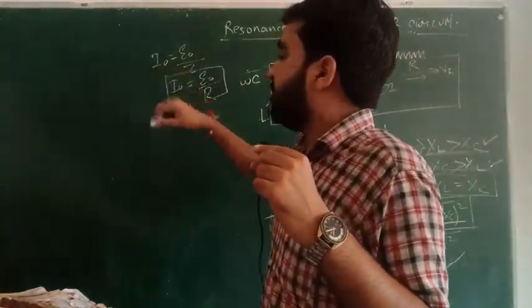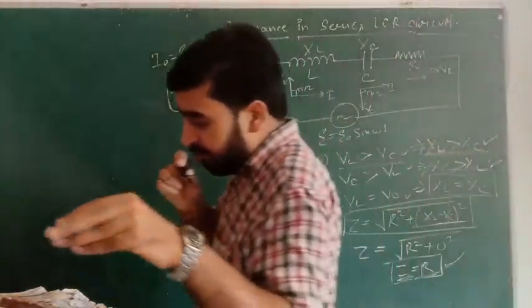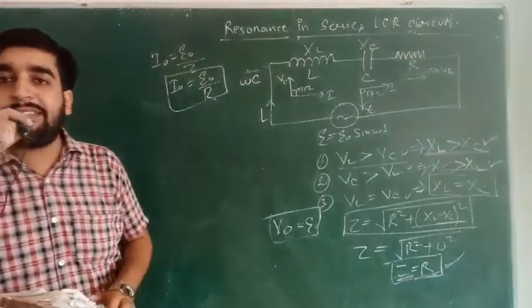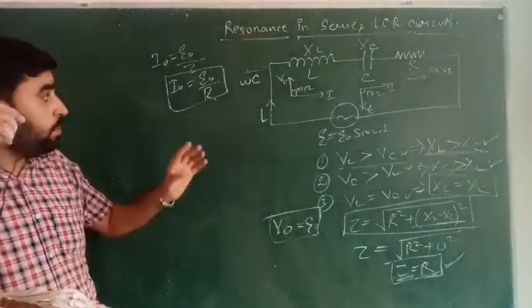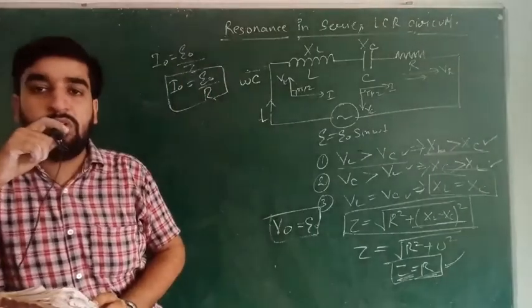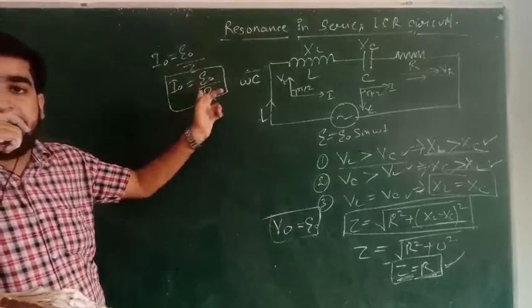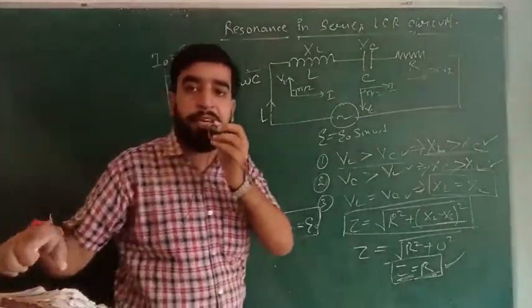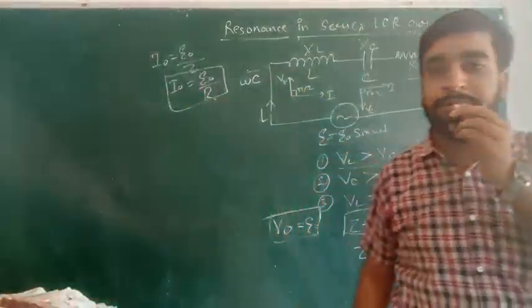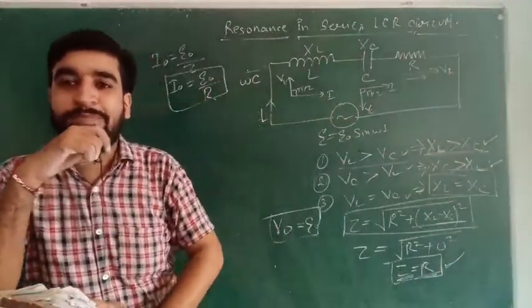This is the condition. Already we have discussed one thing, that in the condition of resonance, the impedance is minimum. This impedance is offering the minimum value. So what is the effect of this? If impedance is minimum, then current will be maximum. Now the conditions will be clear to you.